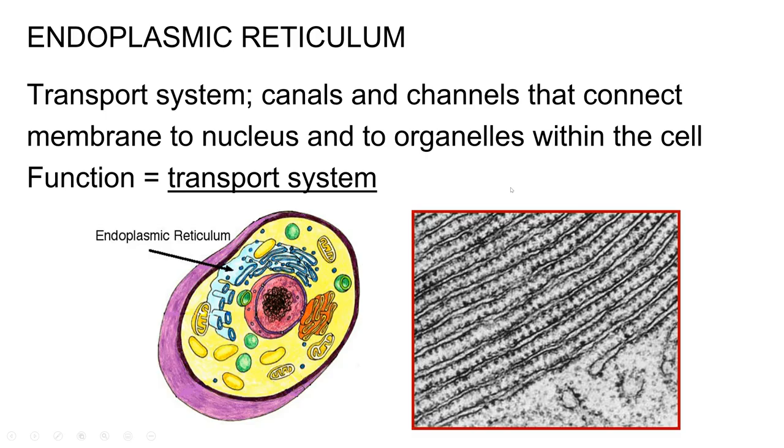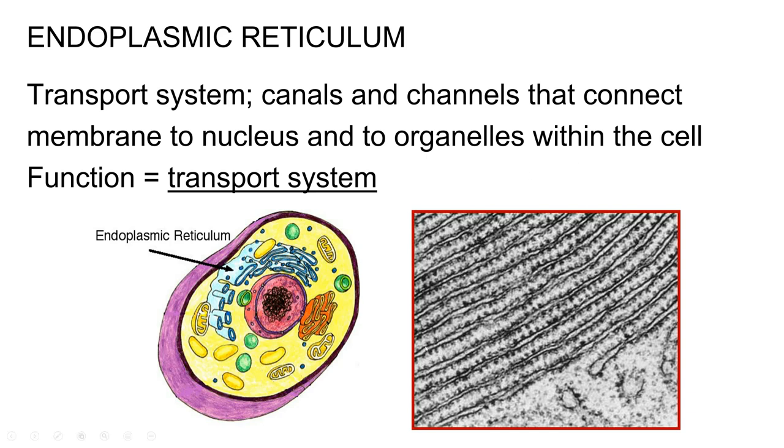Okay, endoplasmic reticulum. There's two types. There's rough and smooth. They have different functions. The transport system, the whole point of it is to create proteins or lipids that are being sent out of the cell and have to go through the vesicular pathway of the endoplasmic reticulum to a vesicle, to the Golgi apparatus, to a vesicle, to the membrane to be sent out of the cell.